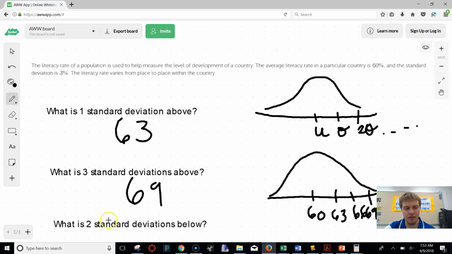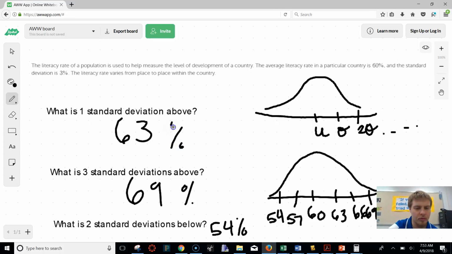And then what's 2 standard deviations below? Well, then instead of going forward, we would count backwards. So this would be 57, and this would be 54. So it'd be 54%. So as we think about these standard normal curves, that's where people fall. If you're 2 standard deviations above the mean, then you would be in this 66th percentile here. Okay, let's try the next question.